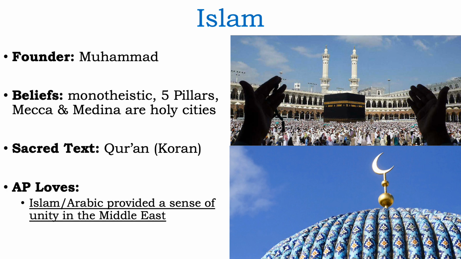It gets spread primarily because it's on that intersection between Trans-Saharan trade, Silk Road trade, and Indian Ocean trade. Some of the beliefs for Islam, the five pillars, are basically the five things that Muslims should do during their time, including, if they can, visiting Mecca and Medina. Their religious text is the Quran. It could be spelled with a Q or a K depending on your translation.